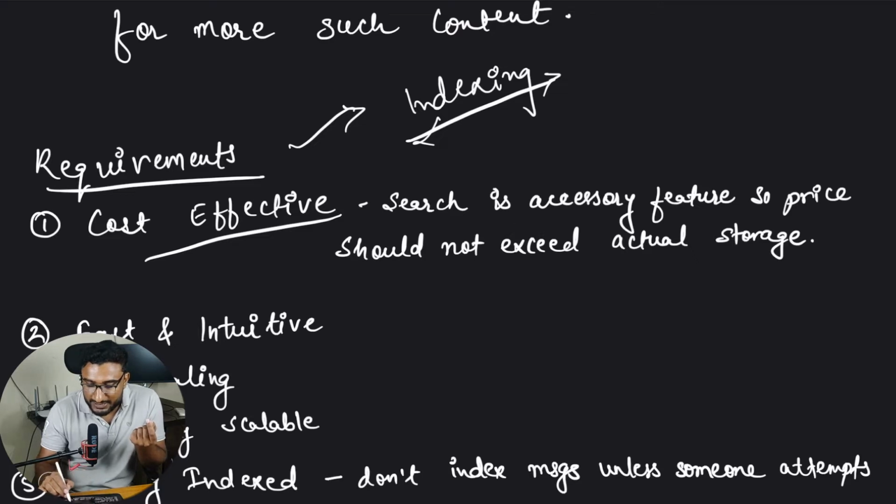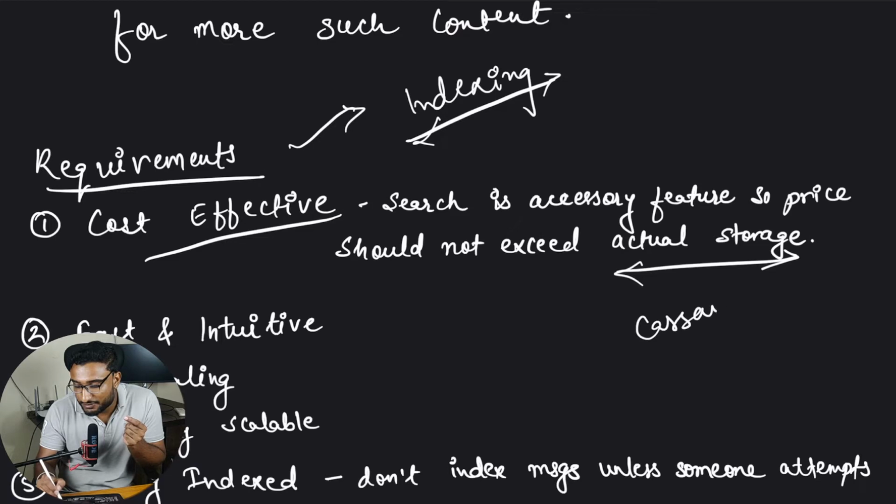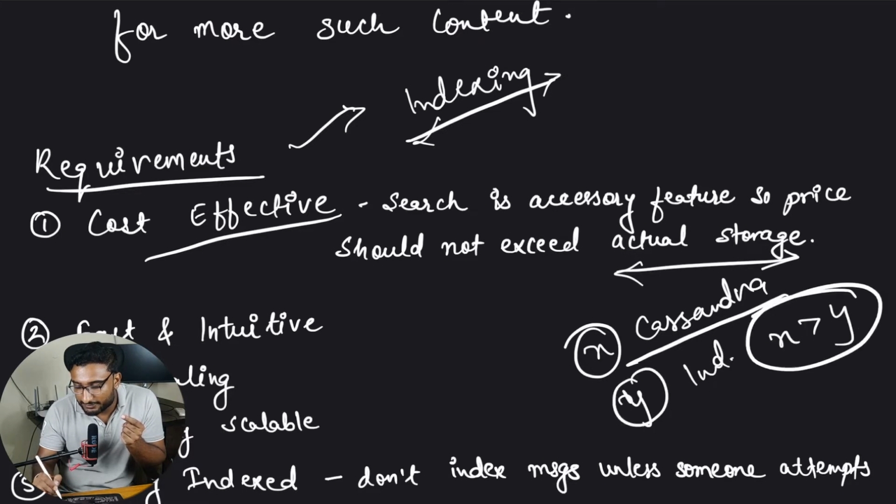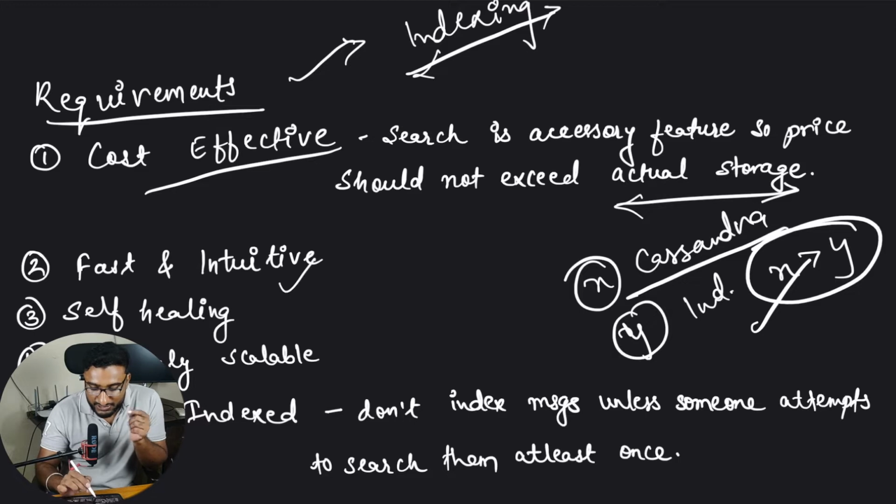It should not exceed the actual storage cost. We discussed that we are using Cassandra for storing the billions of messages. So let's say the cost of that is X and the indexing solution cost is Y. So X should be greater than Y. Cool. It should also be fast and intuitive. Whatever indexing solution I choose should be fast and intuitive.